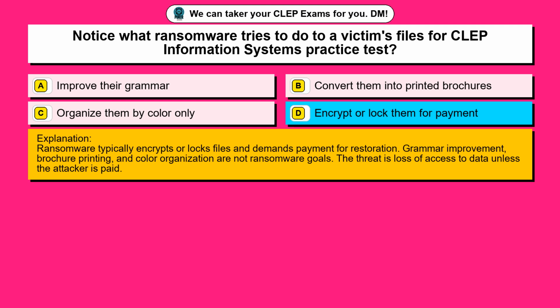Ransomware typically encrypts or locks files and demands payment for restoration. Grammar improvement, brochure printing, and color organization are not ransomware goals. The threat is loss of access to data unless the attacker is paid.